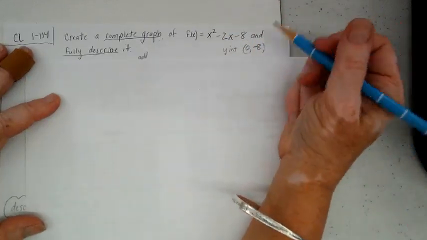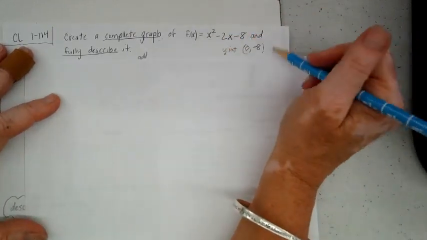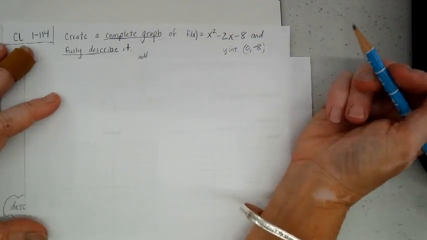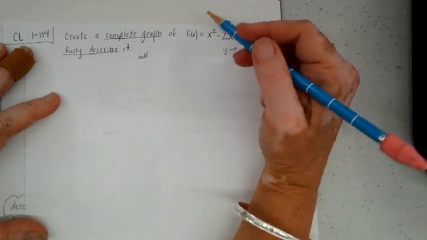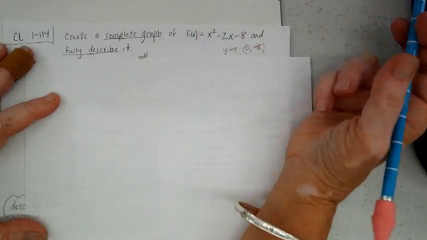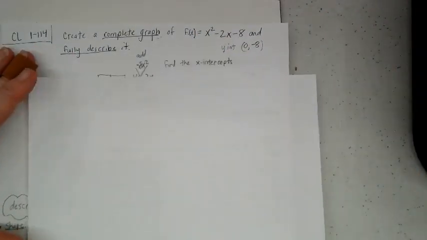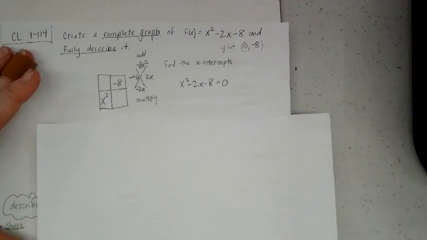I need the x-intercepts. I saw some of you guys make a table and plug some numbers in and try to get them. But I think the easiest way to get them is just to set this equal to 0 and solve it, because it's a quadratic and that's what you guys were born to do. So we're going to find the intercepts.